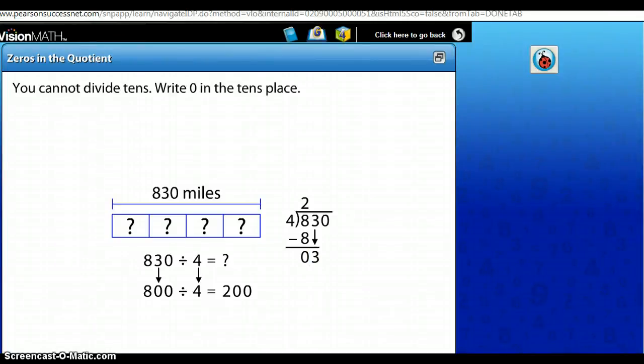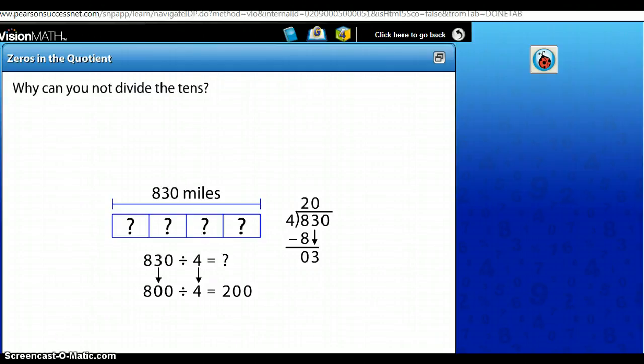You cannot divide tens. Write 0 in the tens place. This is where our skill, what we're learning about today, a 0 in the quotient, this is where we see this, guys. 4 does not go into 3, okay? So I put a 0 up here. It goes into 3 0 times. It does not go into 3 because 4 is larger than 3. And now 4 times 0 equals 0. So my next step will show 3 minus 0.